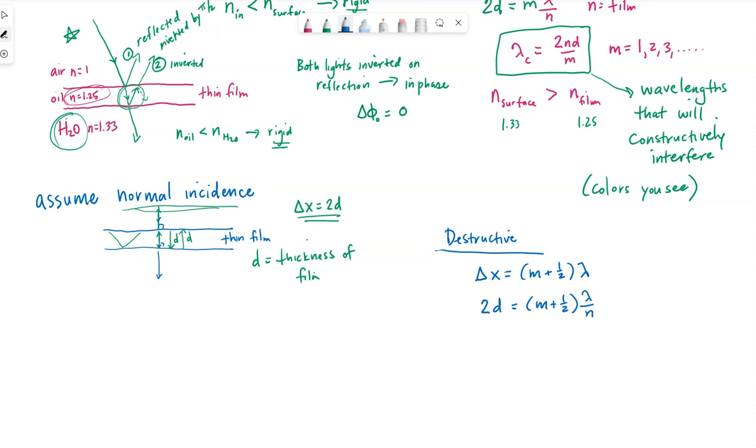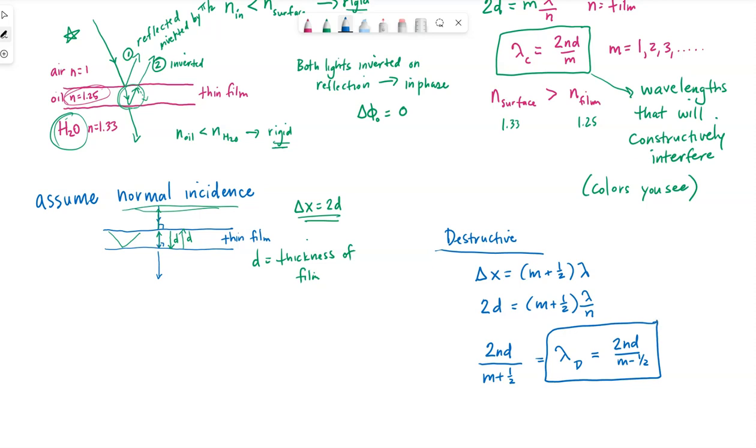And so we're going to get 2nd. Now, right now, we have m plus 1/2. But you're actually going to see in the test notes 2nd over m minus 1/2.